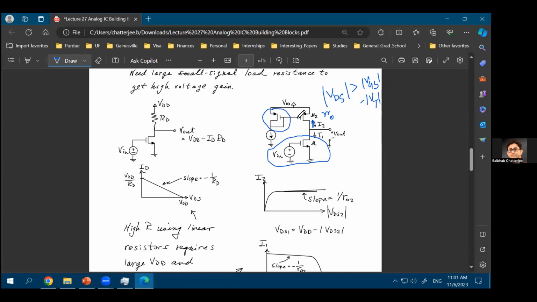And since you're connecting the same gate to the gate of the M2 transistor, the transistor M2 will also be in saturation. Assuming, of course, that the drain voltage of the M2 transistor is not too different from the drain voltage of the left-hand side transistor.